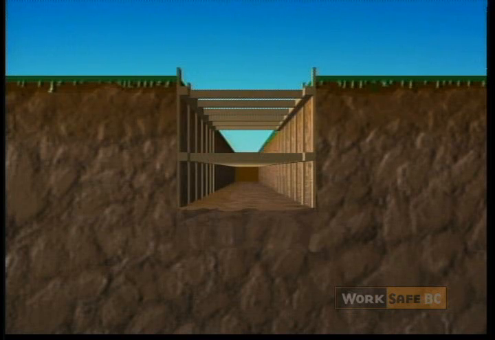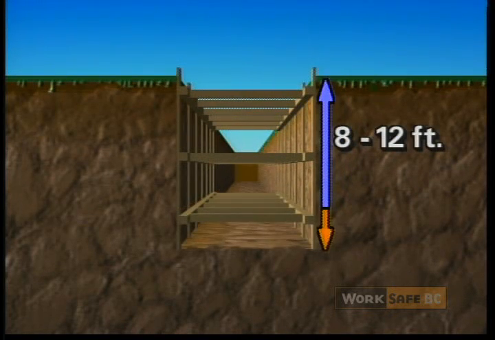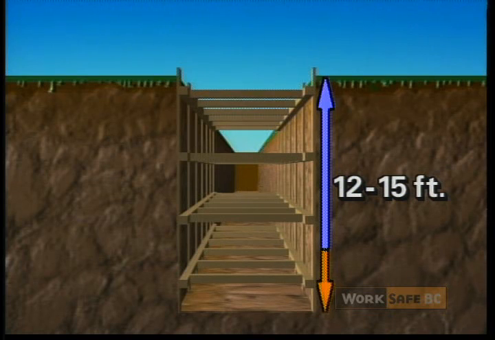If the trench depth is up to 8 feet, 2 sets of stringers and cross braces are required. For a trench 8 to 12 feet deep, 3 sets of stringers and cross braces are installed. A 12 to 15 foot trench will have at least 4 sets of stringers and cross braces securely placed.